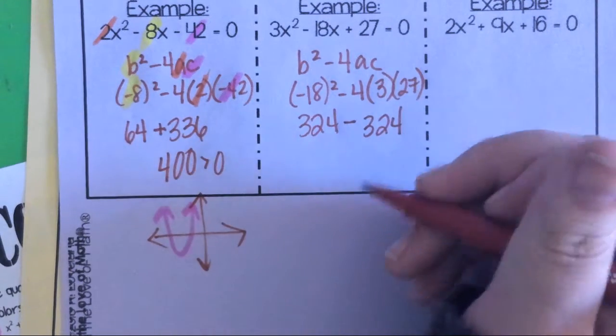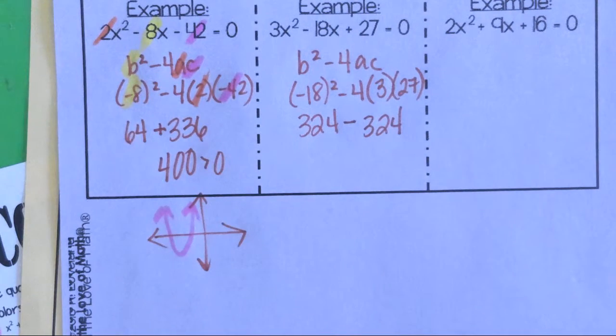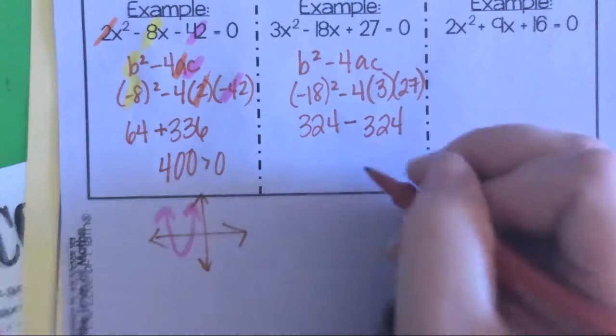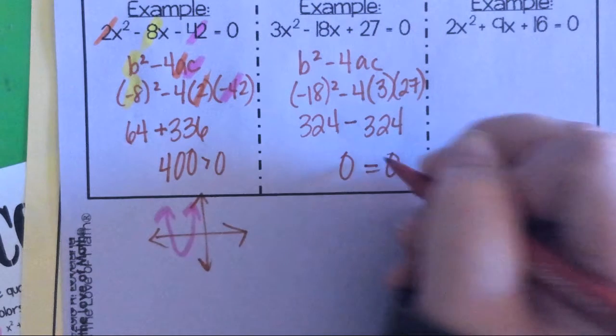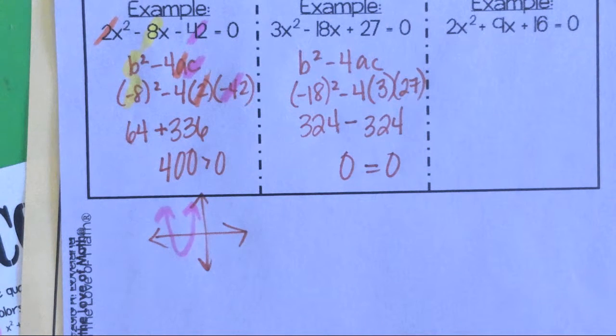So we got 324 minus 324. What do we end up getting? 0. So we're not bigger than 0. We're not less than 0. We're equal to 0. Our discriminant, that's what this thing is called. This B squared minus 4AC is called the discriminant.